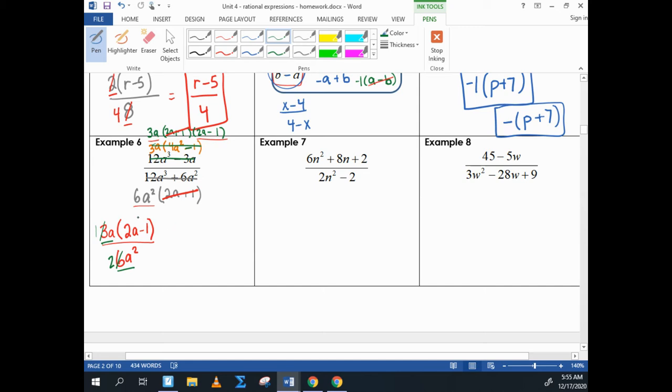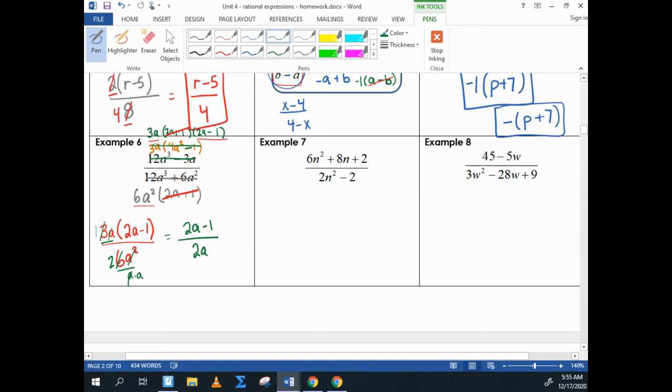In fact, if you've only got a binomial left, you don't even need the parentheses. If you put it in there, that's fine. But I just have 1. This a canceled with one of my a's down here. Remember, this is just a times a, so it canceled with one of my a's down here. And then I'm just left with this 2 times a in the denominator.